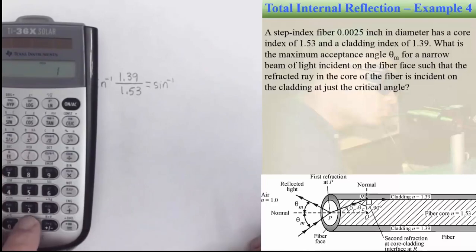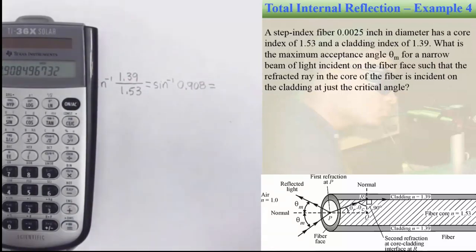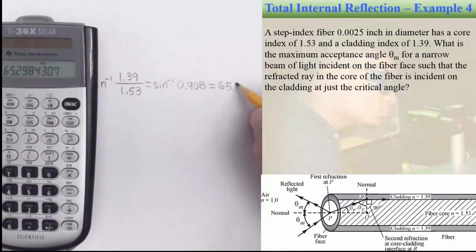So 1.39 over 1.53 gives us the value of 0.908, and then we are going to take inverse sine of 0.908 by pressing the blue button, and then this function here. So the critical angle is equal to 65.3 degrees. Now the next step is to focus at the point P. At the point P, the light is coming from the air, from the outside, and entering the core.